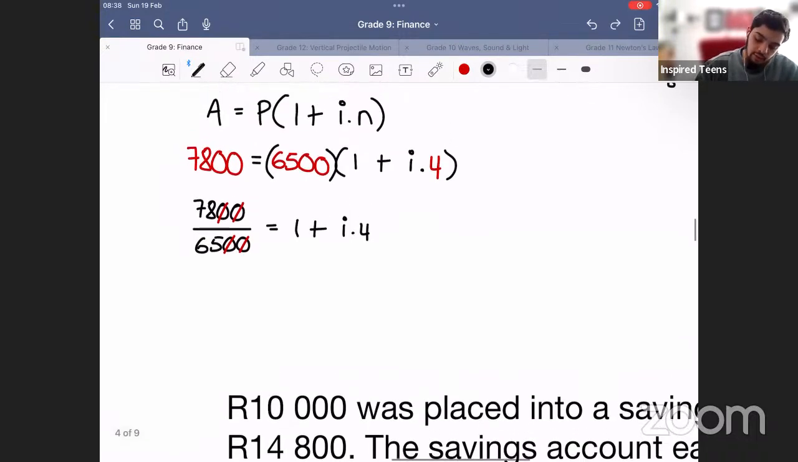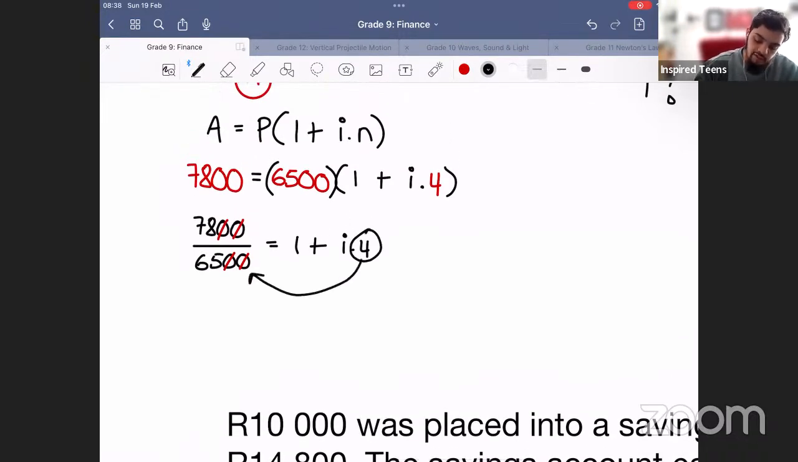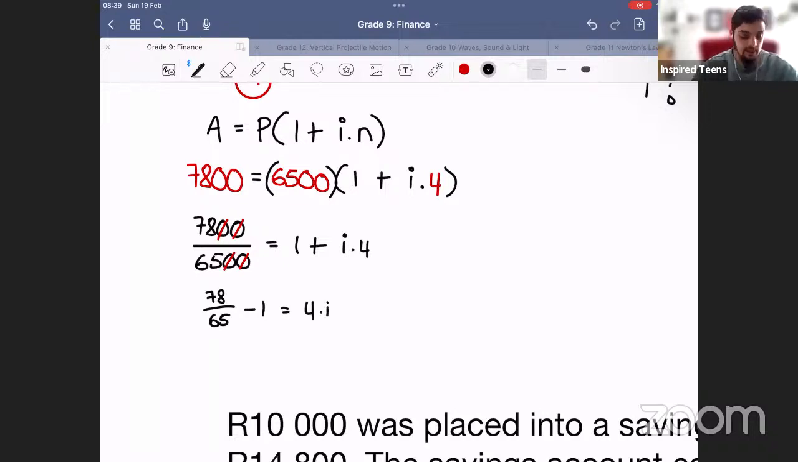Now, maybe some of you will think, okay, I can take this 4 over to divide. That's not the case. We first have to take over the 1. The 1 on the right-hand side is actually a positive 1, so when I take it over, I have 78 over 65 minus 1 is equal to I times 4, or we can even say 4I, right? Same thing.